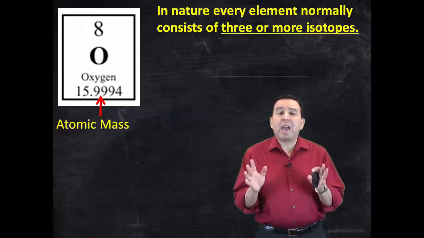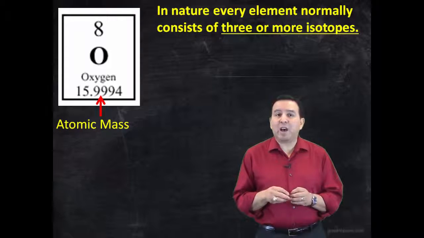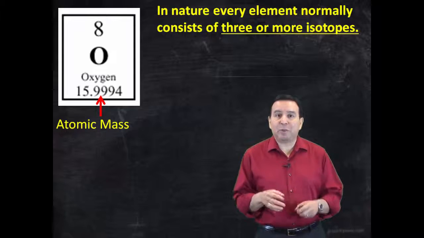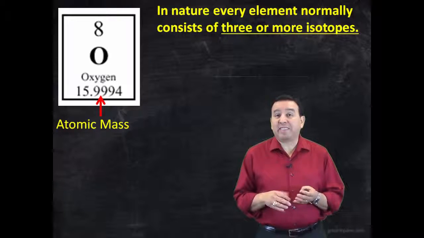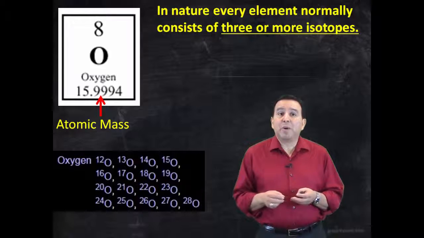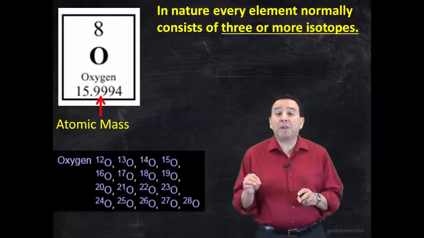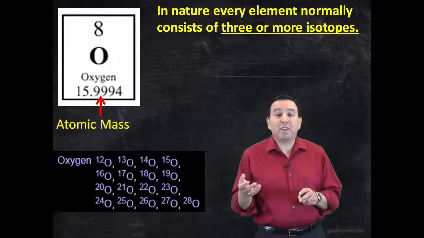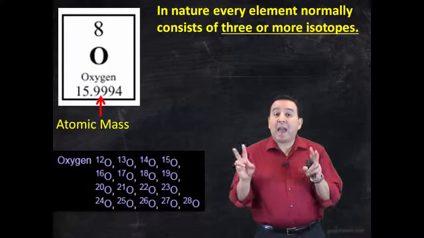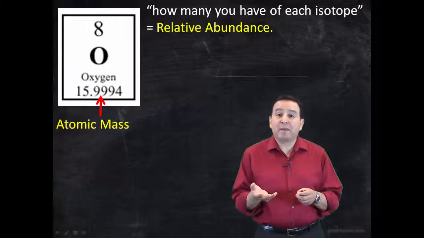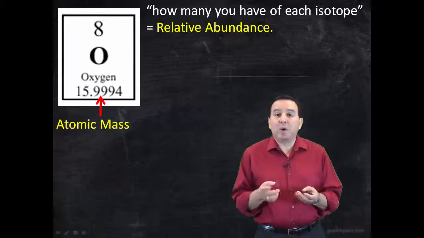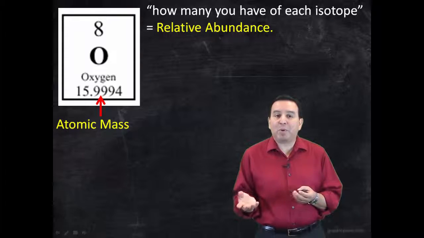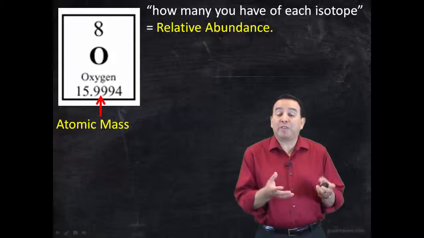First of all, let's get one thing straight in your mind. In nature, every element normally consists of 3 or more isotopes. Every element. In fact, oxygen has 16 different isotopes. So the mass at the bottom of the element box takes into account the mass of all the different isotopes plus how many of each one you have. That is called the isotope's relative abundance. This means that one isotope can be 70% of your sample, while another isotope can be 30% of your sample.